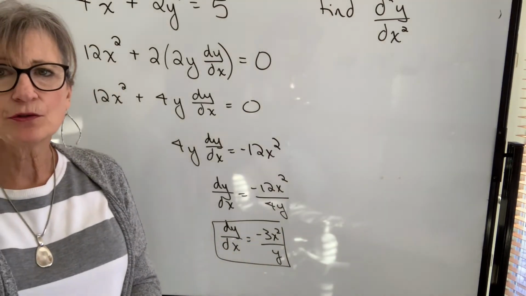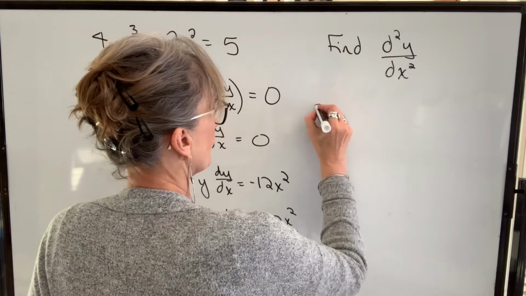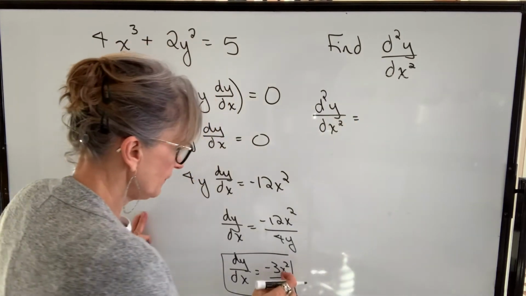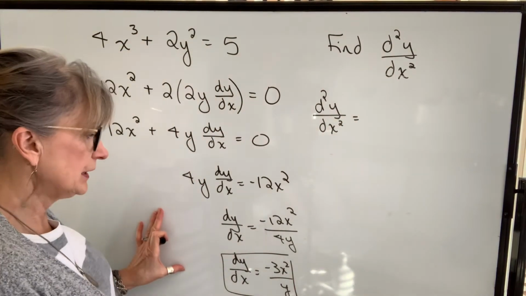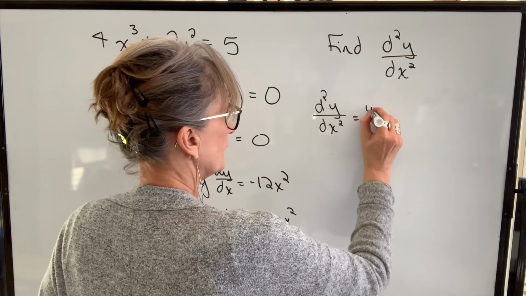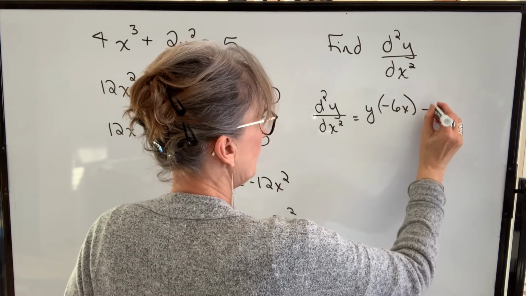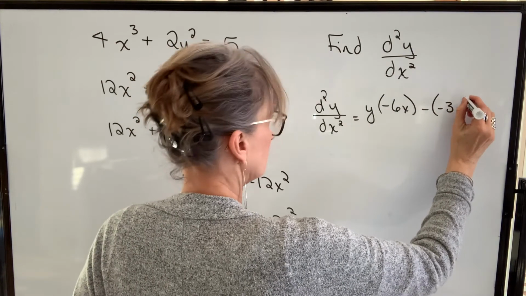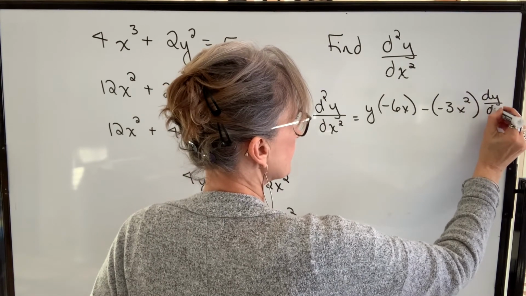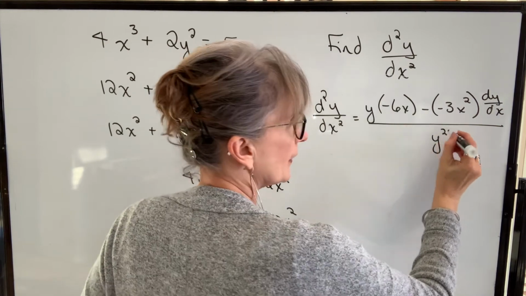And now what I want to do is find the second derivative. So I differentiate my quotient. This function is a quotient, so I need to use my quotient rule. So my quotient rule says the derivative of a quotient is the denominator times the derivative of the numerator minus the numerator times the derivative of the denominator, which is dy dx, all over the denominator squared. And I'm going to clean this up.